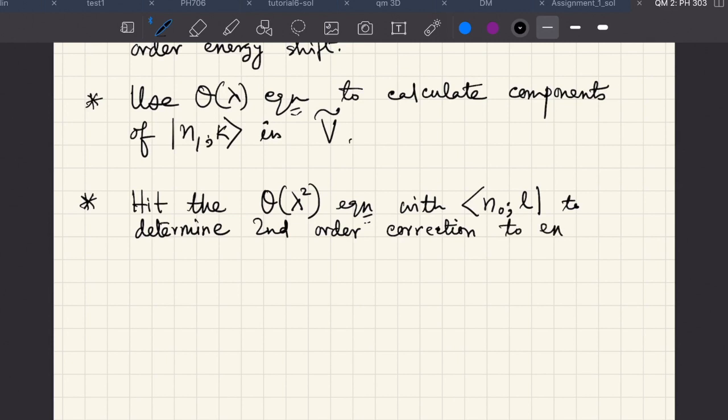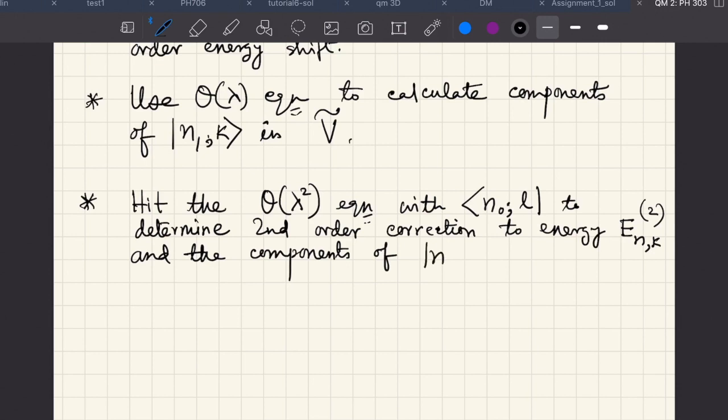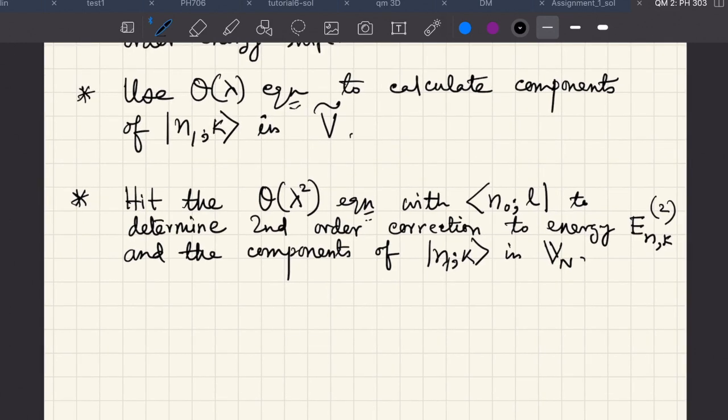To energy E_n^k2 and the components of n1;k in the degenerate subspace. So these are the three steps that you need to follow in order to completely understand what is happening here.